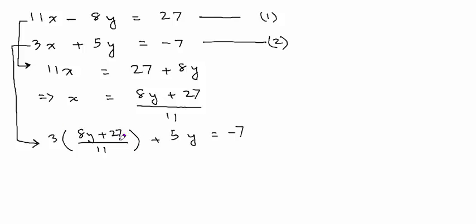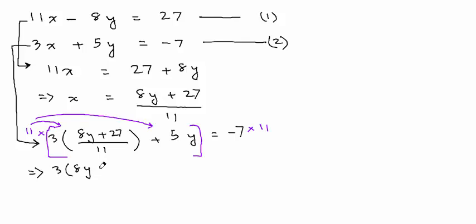So pretty much saying that all of this times 11. When you distribute the 11 on this one and on this one, this 11 and this 11 will get crossed off. And obviously you have to do the same on the other side, times 11. So that in the next step we have 11 and 11 cross off. 3 times (8y plus 27) plus 11 times 5 is 55y is equal to negative 77 on the other side.